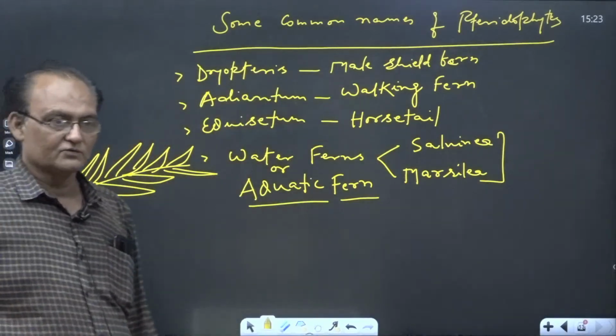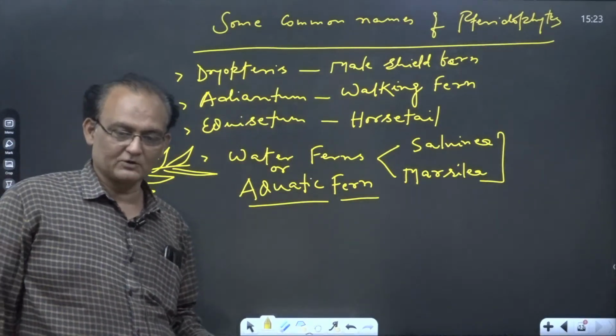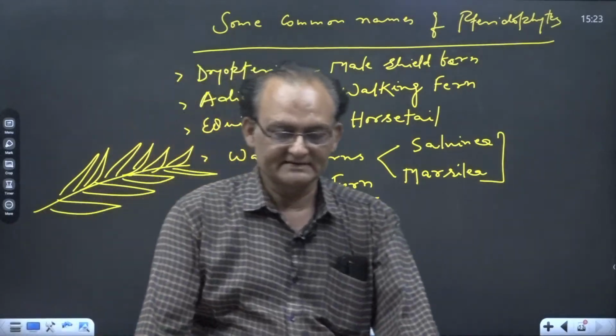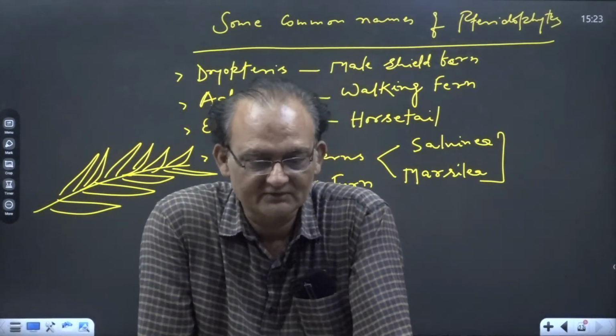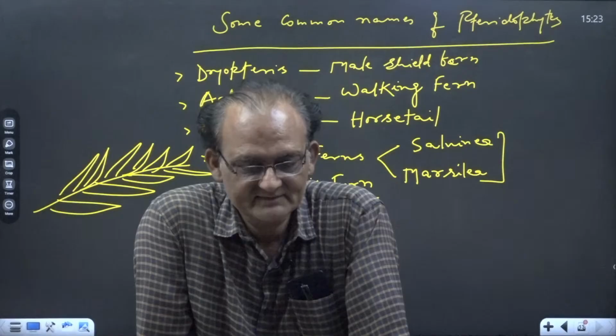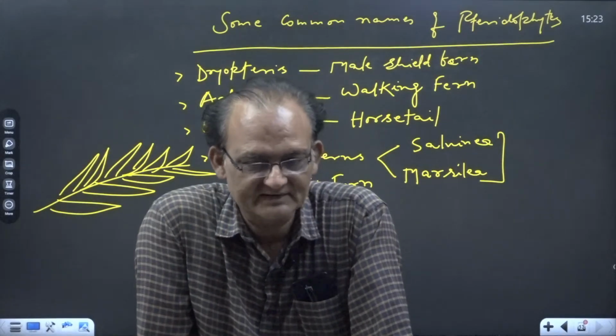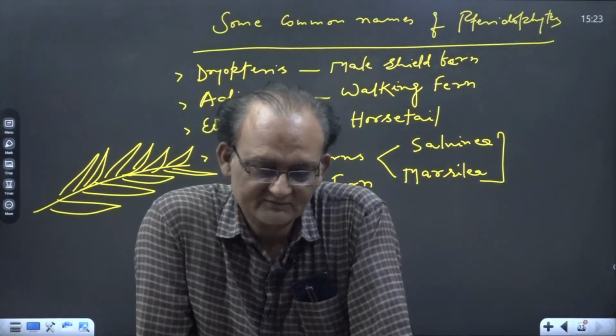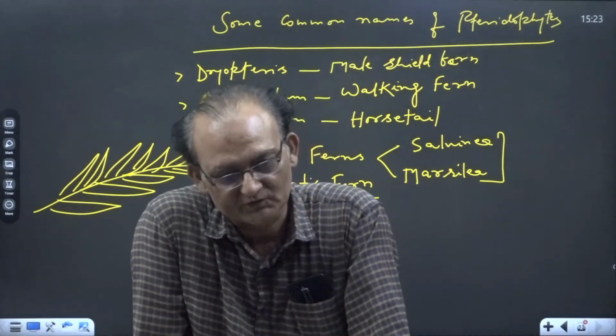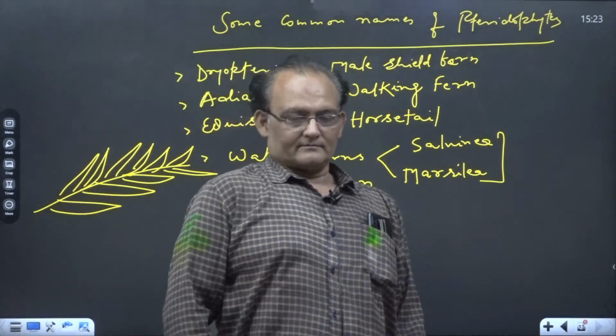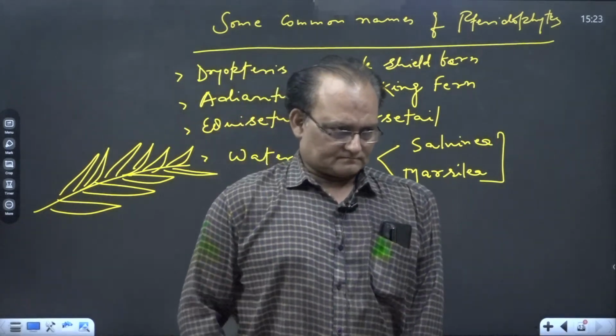Okay. So we discussed the pteridophytes: the general features, life cycle of fern, economic importance, reproduction, and common names. So that finishes pteridophytes. After the break, we will discuss gymnosperms. Clear? Thank you.